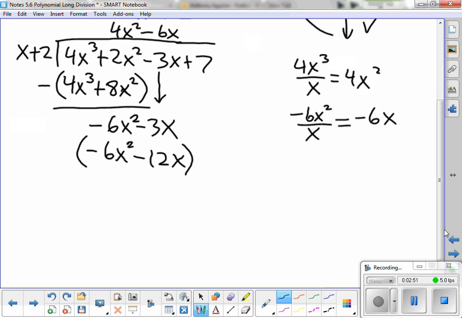Now we're going to subtract the entire thing. Careful with your signs here. Negative 6x squared minus a negative 6x squared. This double negative turns to a plus. So technically it's negative 6x squared plus 6x squared, which is a 0. This front term should always be canceling out, by the way. If it's not canceling out, then you're doing something wrong. So the next part is negative 3x minus a negative 12x. But minus a negative 12x, same thing as a plus 12x. So negative 3x plus 12x is a positive 9x, I think. Yep, I think I'm right.